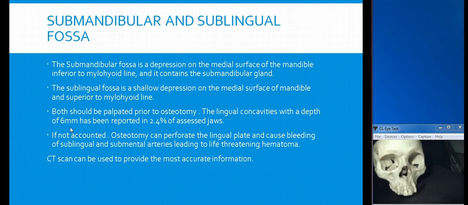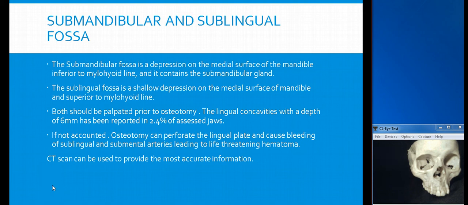So this is why it's pretty important to have a full scope of that depth or the concavity. And so when you're putting your implant in, you make sure that you're not perforating through the lingual cortex and piercing through the sublingual and submental arteries, because you understand where the concavity is going to be. So palpating is very important because you can get almost about 6 millimeters of the fossa depth in there. If not accounted for, like I just talked about, the osteotomy can perforate the lingual plate and cause bleeding of the sublingual and submental arteries, leading to a life-threatening expanding hematoma.